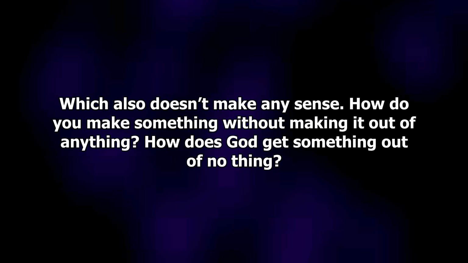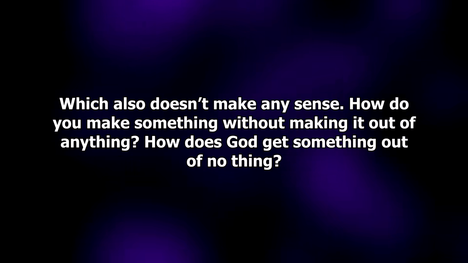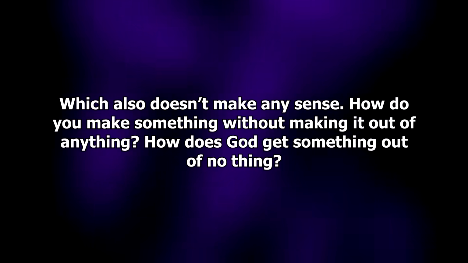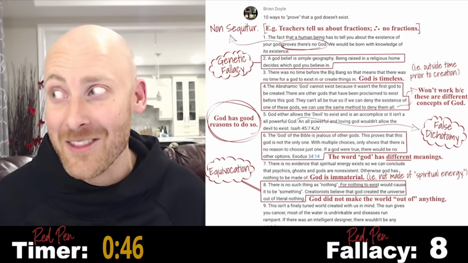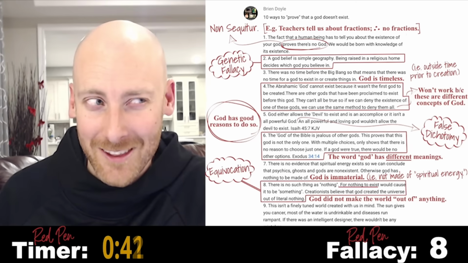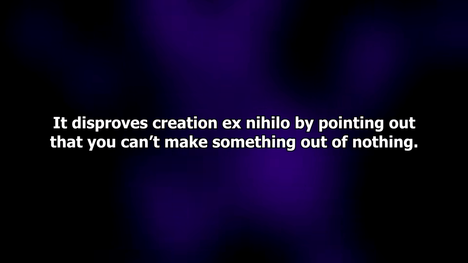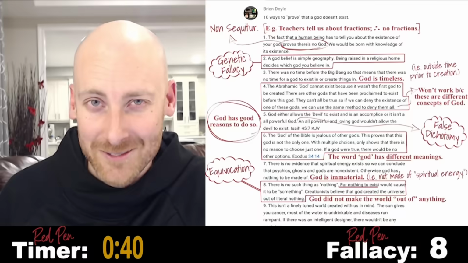Which also doesn't make any sense. How do you make something without making it out of anything? How does God get something out of no thing? We certainly do not believe that God created the universe out of something that's called nothing. So there's no thing here that disproves God. It disproves creation ex nihilo by pointing out that you can't make something out of nothing. See what I did there?